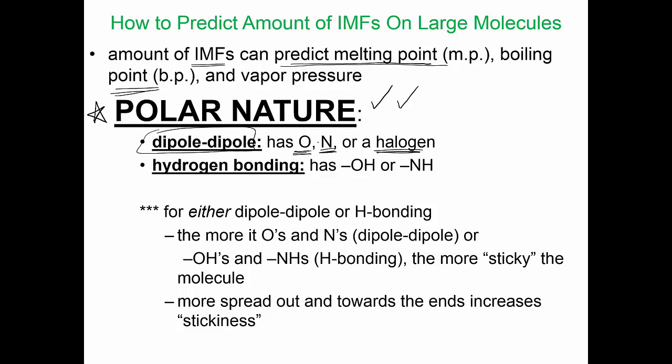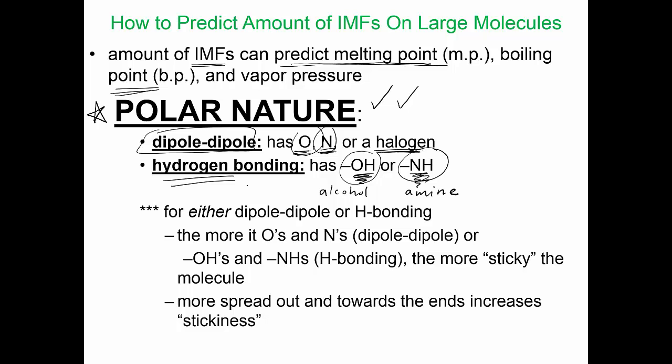Next, if you do see one of these, look and see if it has an H directly attached to the oxygen or an H directly attached to the nitrogen. If it has this feature, this by the way is called an alcohol functional group, or if it has this feature, an NH bond, which is called an amine functional group. If it has one of those features, it's going to do hydrogen bonding.